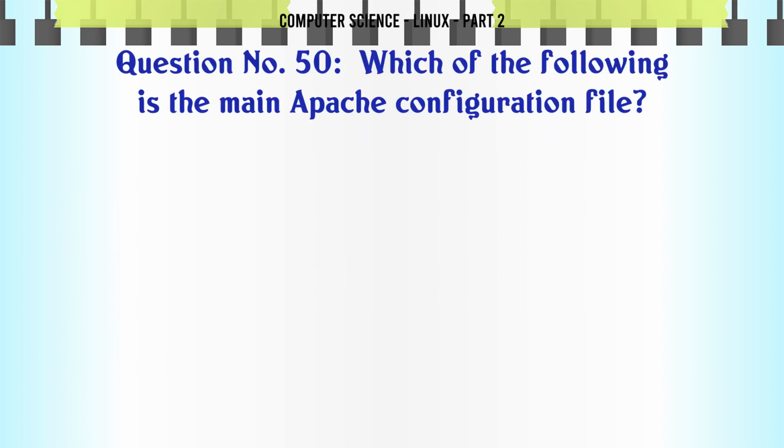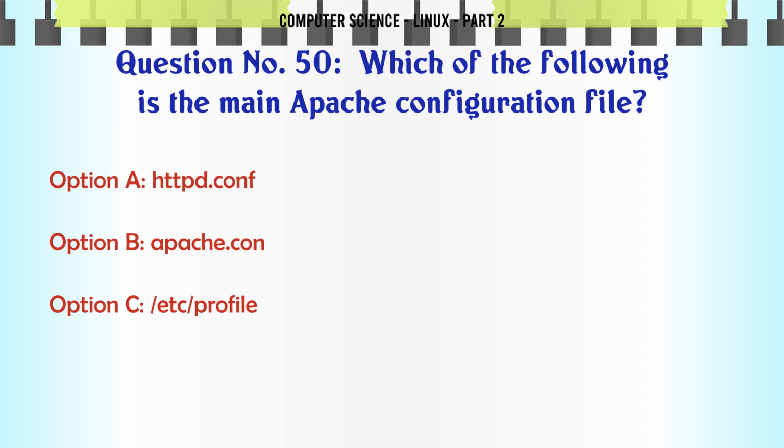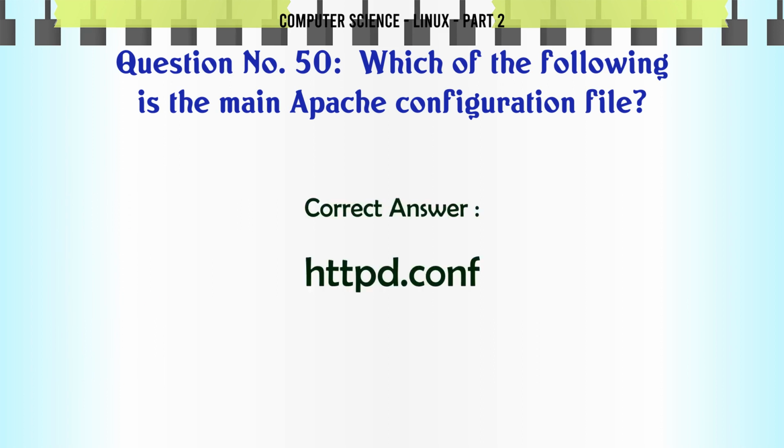Which of the following is the main Apache configuration file? A. httpd.conf. B. apache.con. C. etc profile. D. system.ini. The correct answer is httpd.conf.